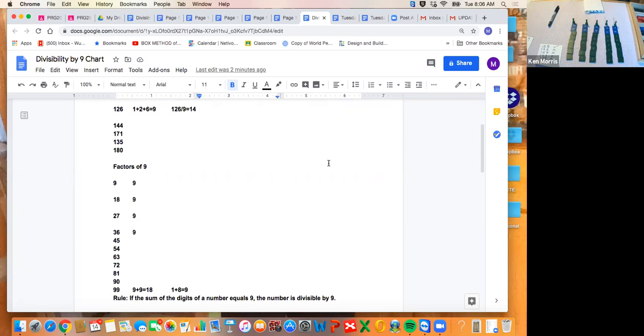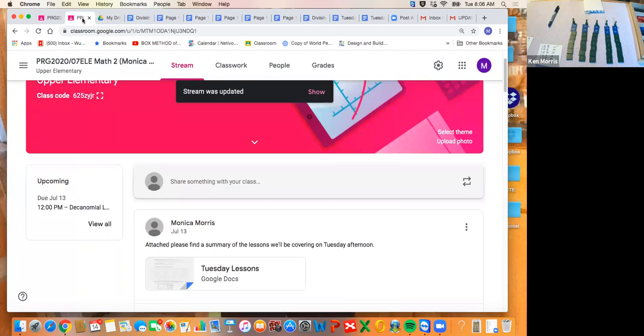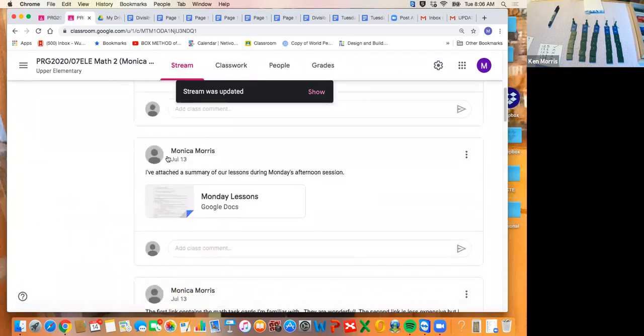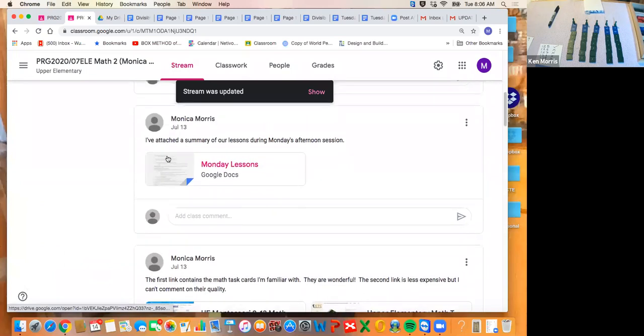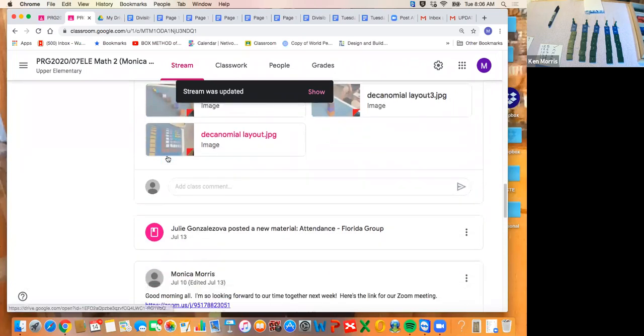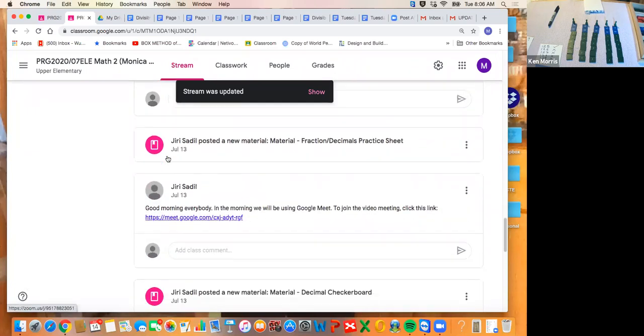Okay, once the children have finished all of their manipulative work and this divisibility work with 9, I then give them a table that shows them all of the rules. All right, and I'd like to go through them with you because they are very, very cool.